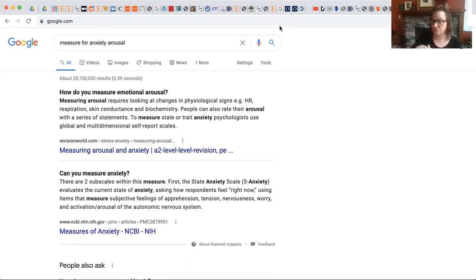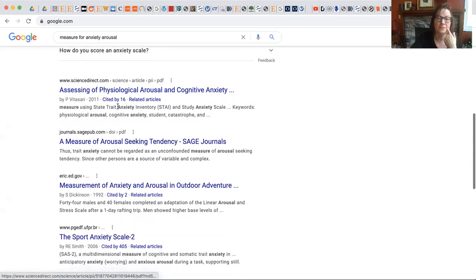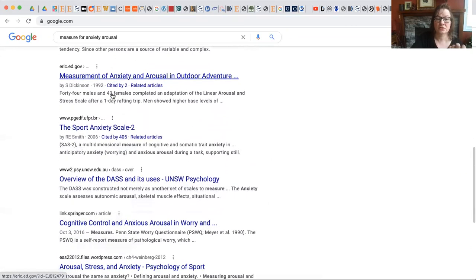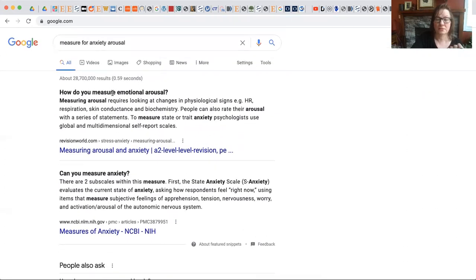You can get devices that you can hook up to your fingers, etc., to measure skin conductance, and that tells us a lot about arousal and anxiety, physiological arousal, cognitive anxiety, etc. So I would look here to review what is out there in terms of a measure for arousal. And then I look up information about it so I can describe that measure thoroughly in my paper, in my development interaction. That's the next thing I do.